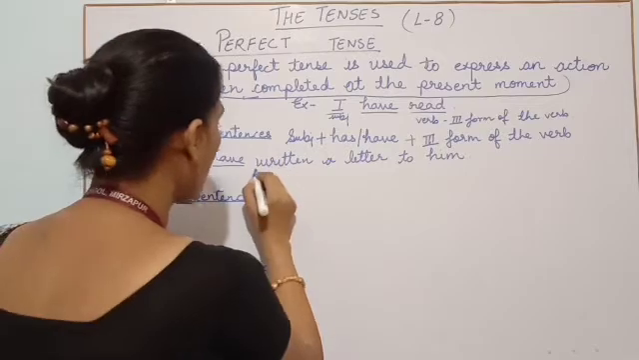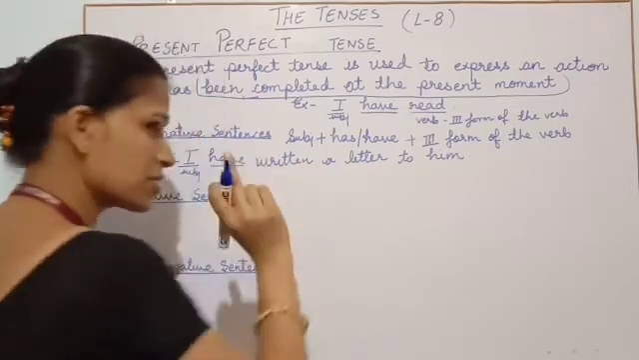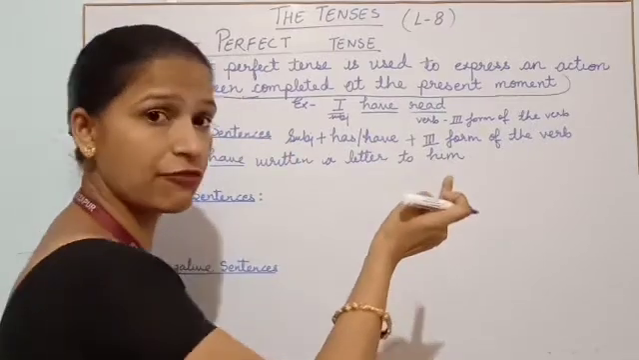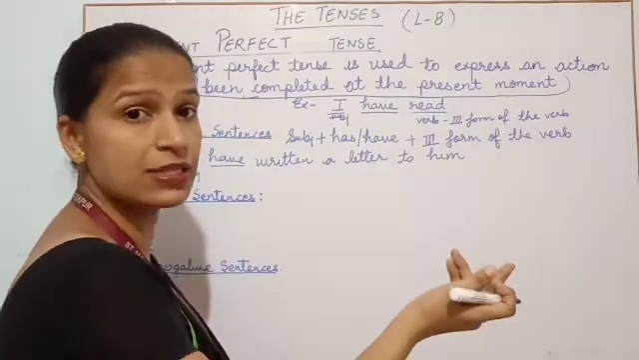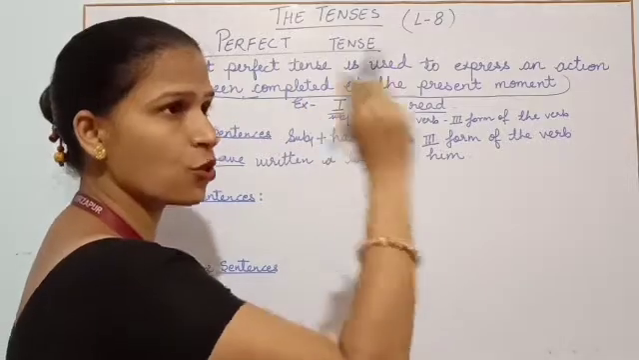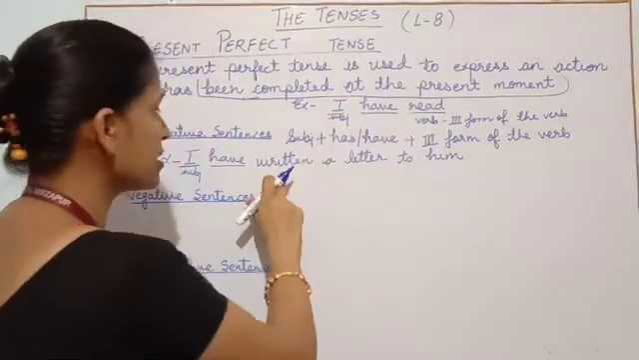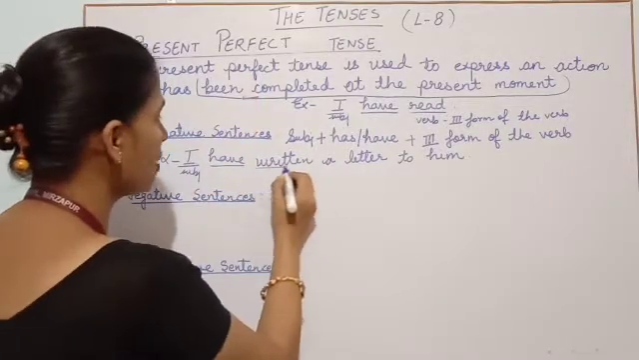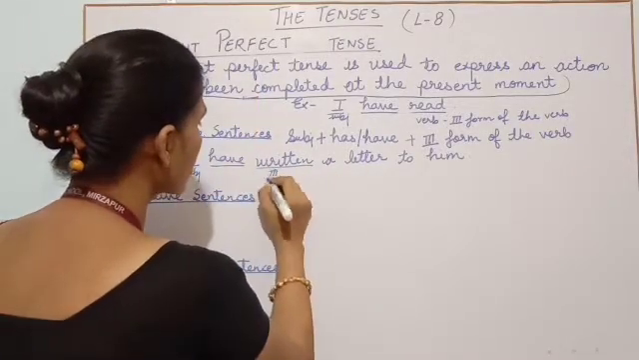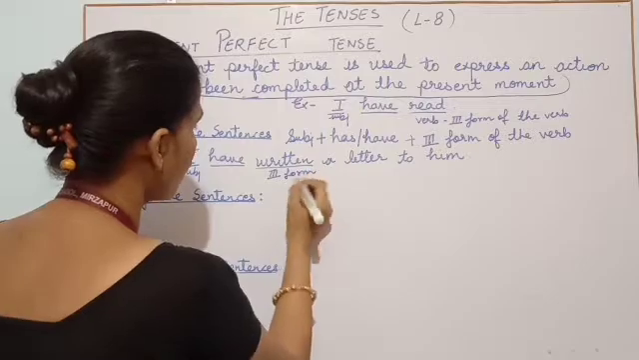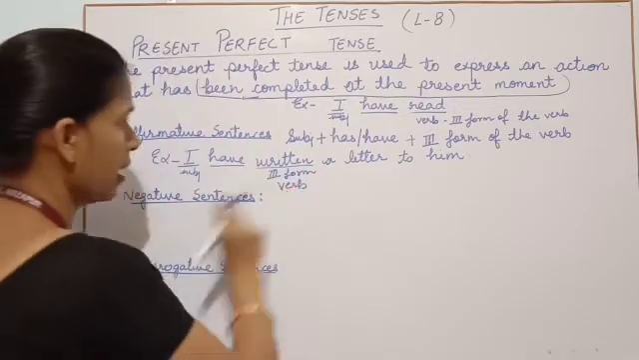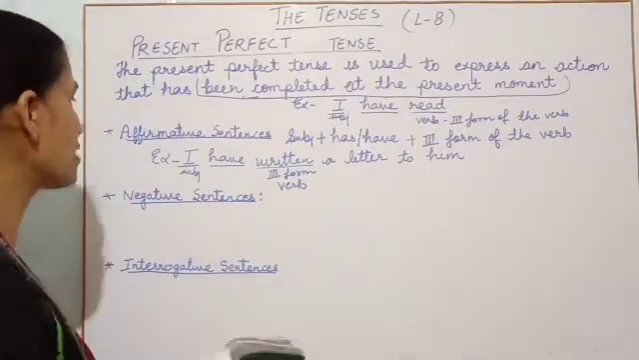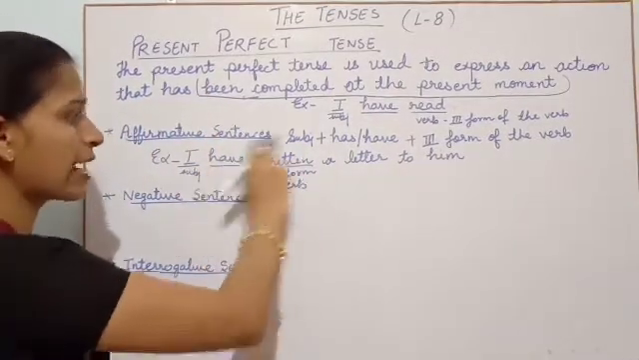Written. Write is your first form, wrote is your second form, then written is your third form. Write, wrote, written. So since we are using the third form of the verb, that is why we have this. This is your third form of the verb. Then these are additional words to make a sentence. So as you can see, this is affirmative, no negative word is used.